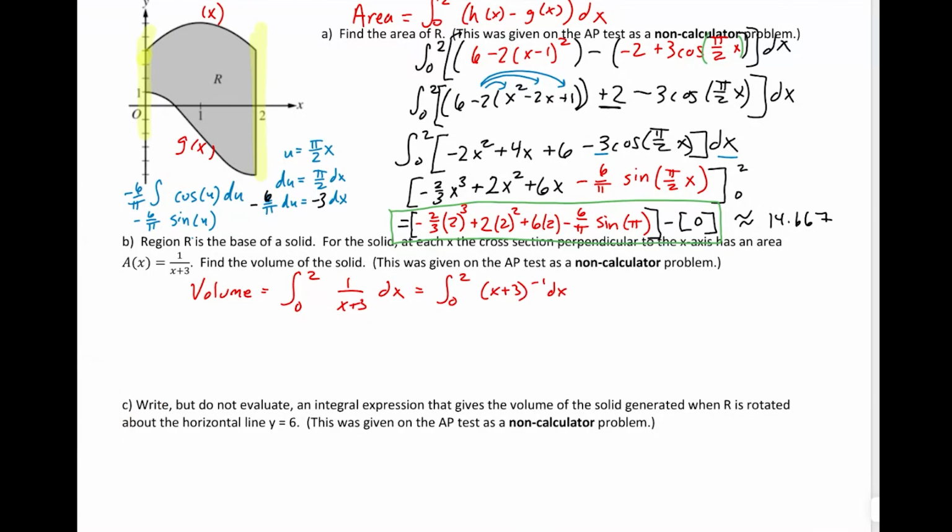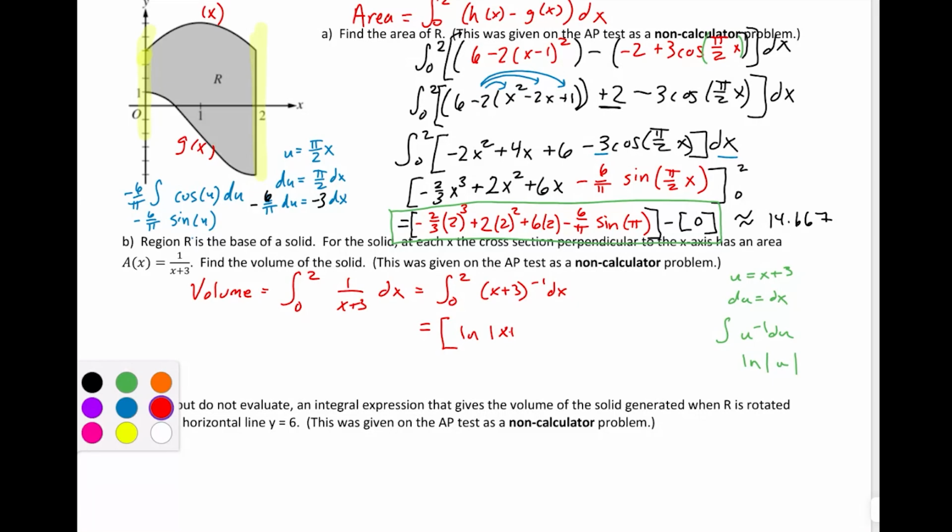So out to the side, I'm going to do a little scratch work here. If you use u equals x plus 3, then du would be dx. We have a perfect match here. So the integral of u to the negative 1 du is the natural log of the absolute value of u. So this is going to equal the natural log of the absolute value of x plus 3 from 0 to 2.